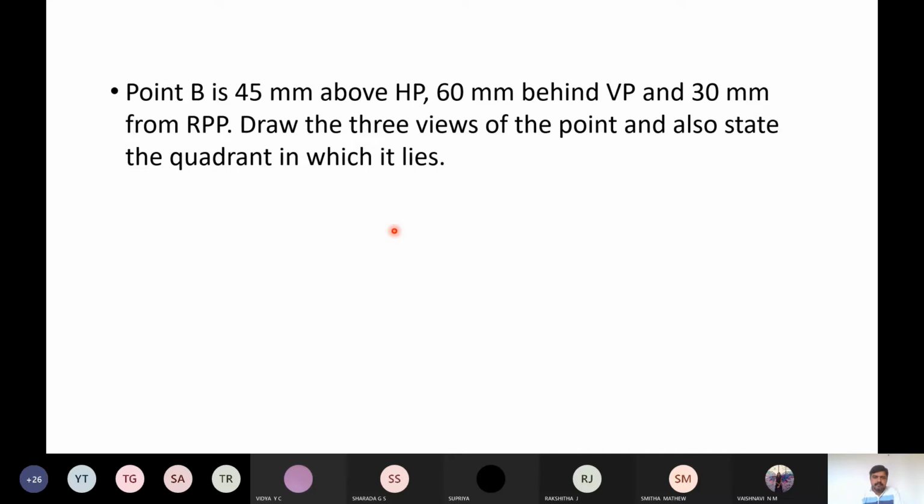Second quadrant. Okay, since it is above HP and behind VP, it belongs to the second quadrant. That you can say. So the point B belongs to the second quadrant. That is the answer for this part of the question, that is, state the quadrant in which it lies. Next, you should go for drawing the three views of the point.